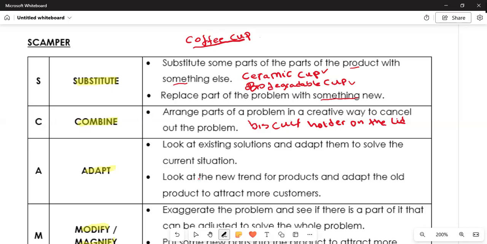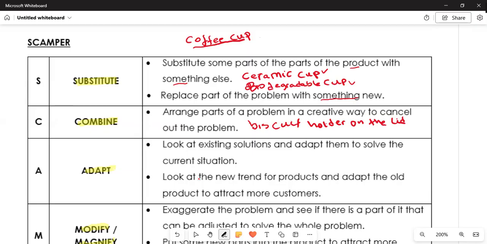With adapt, you are using existing ideas and trends to improve your product. You look at the existing solutions and adapt them to solve the current situation. You look for a new trend for products and adapt the old product to attract more customers. That's when we are saying you are adapting. So still going back to our example, you adapt the cup by adding temperature sensitive color.